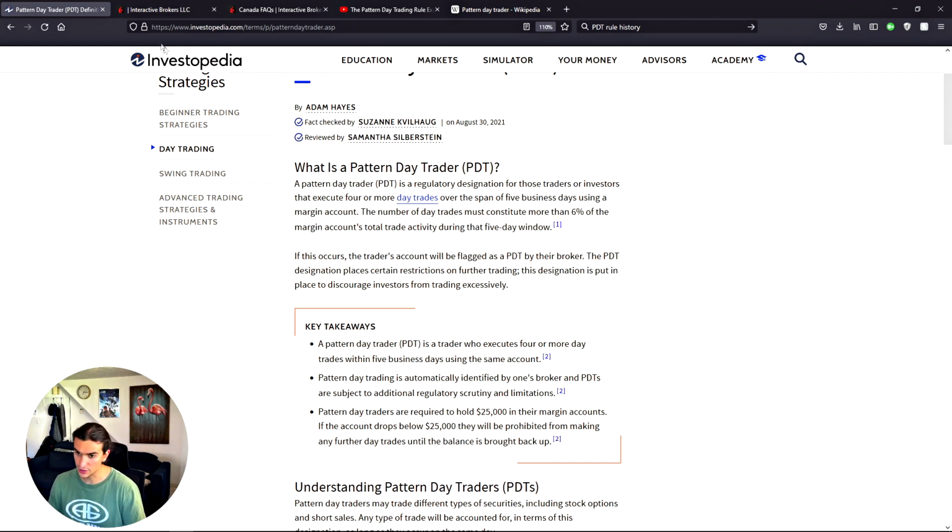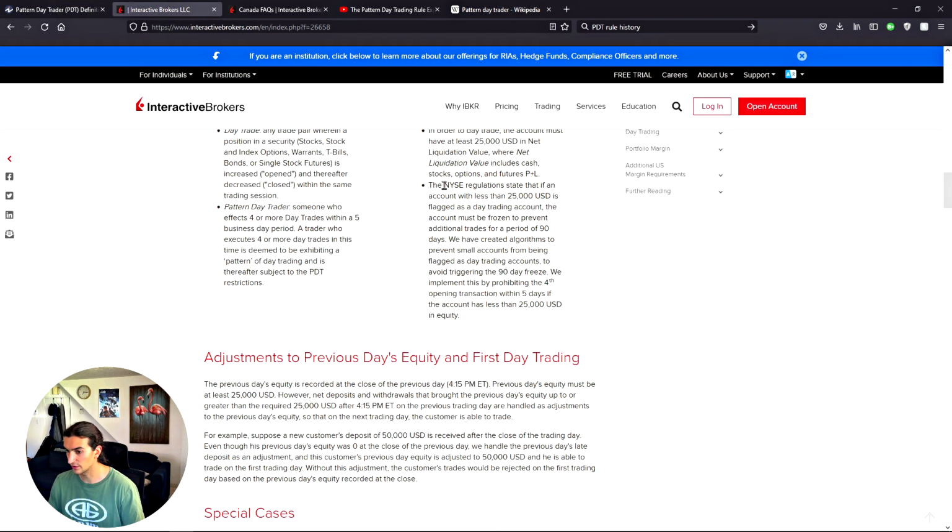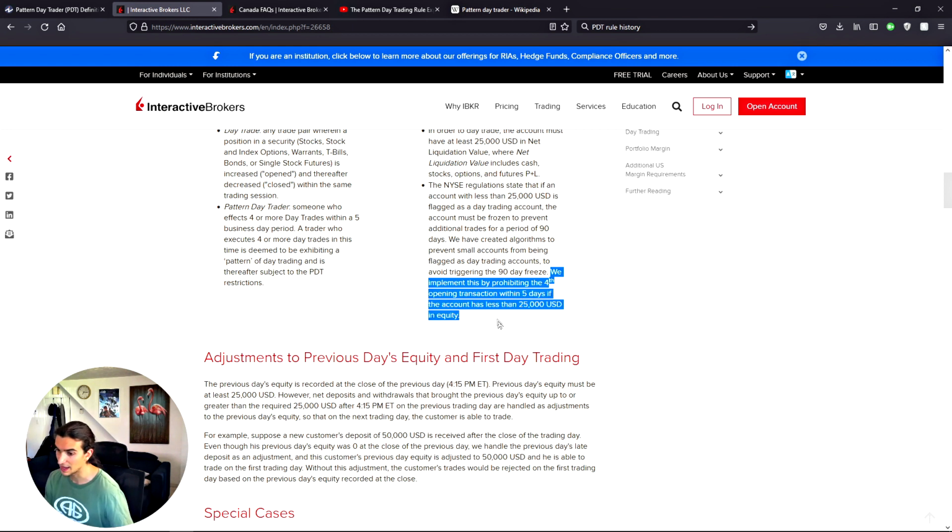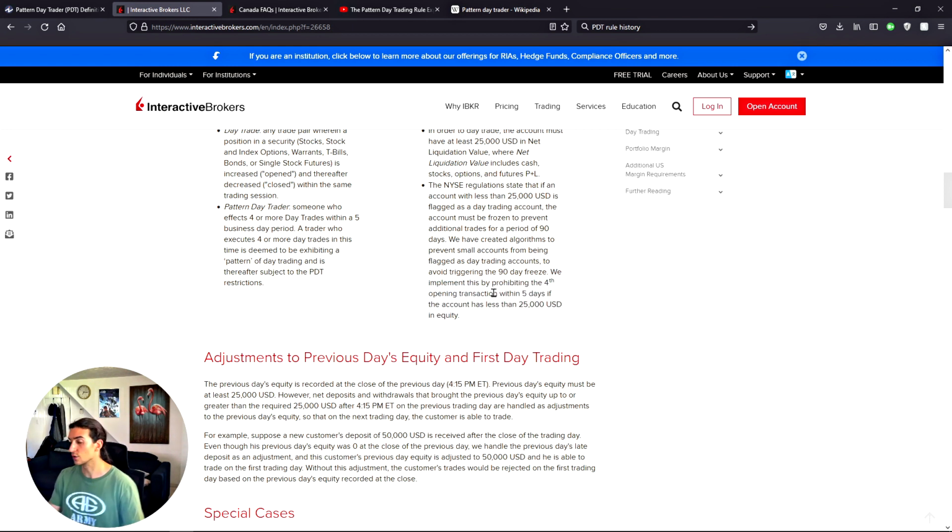Now, certain brokerages, if you read their documentation a little bit, actually tell you, for example, IB, I'll read this to you. The NYSE regulations state that if an account with less than 25,000 USD is flagged as a day trading account, the account must be frozen to prevent additional trades for a period of 90 days. We have created algorithms to prevent small accounts from being flagged as day trading accounts. To avoid triggering the 90-day freeze, we implement this by prohibiting the 4th opening transaction within 5 days if the account has less than 25 grand USD in equity. So basically, you can only take 3 day trades opened and closed within the span of 5 business days.